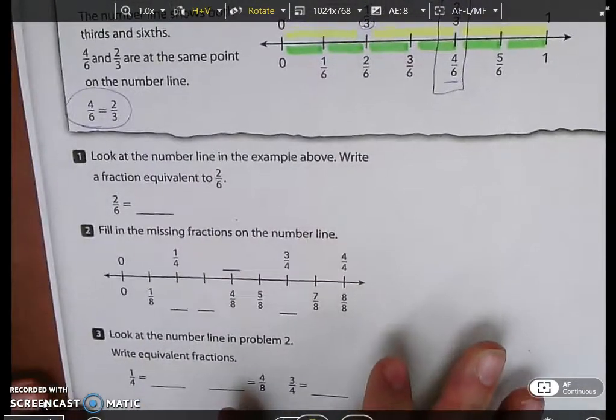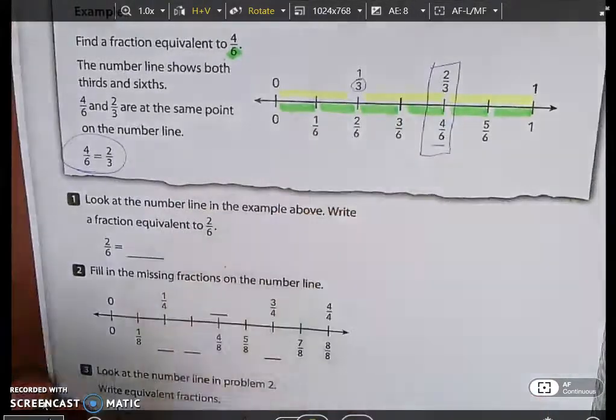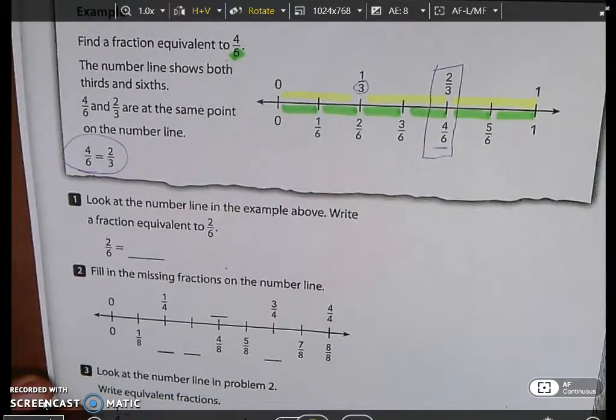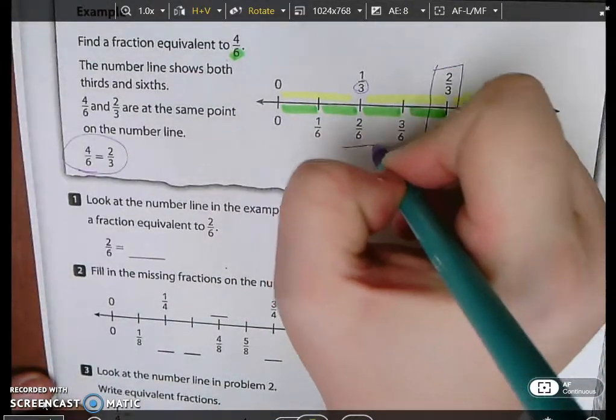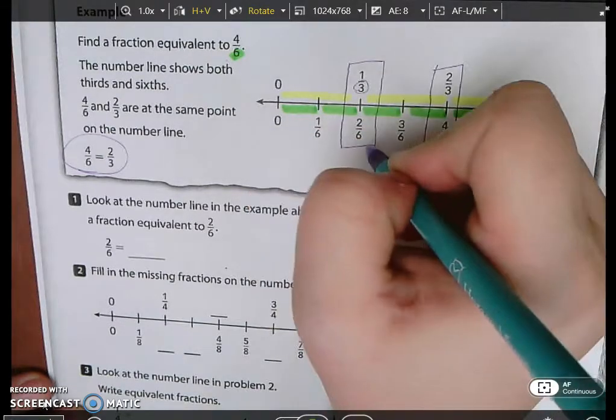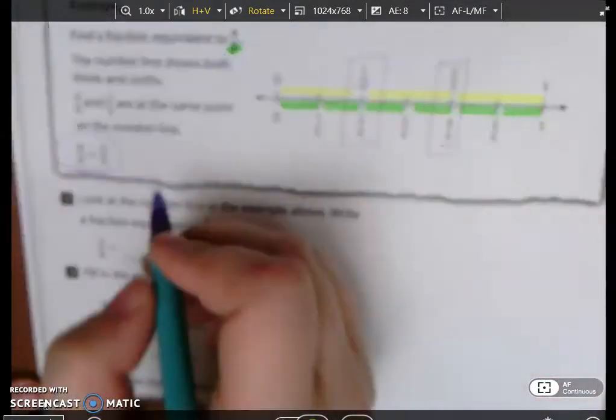So the first one here, it says look at the number line in the example above. Write a fraction equivalent to 2/6. So if we look, what's on the same spot on the number line as 2/6, it would be 1/3.